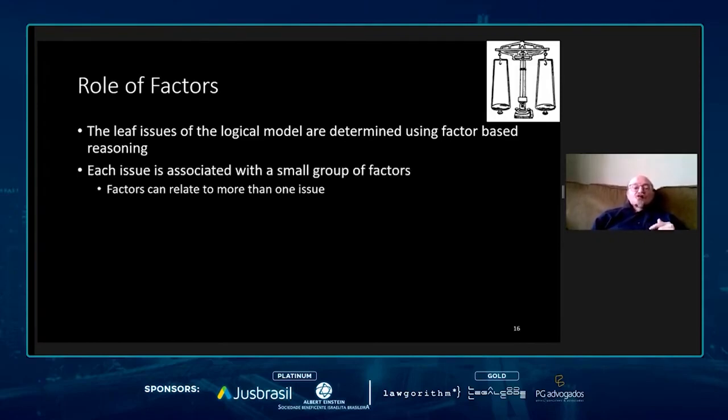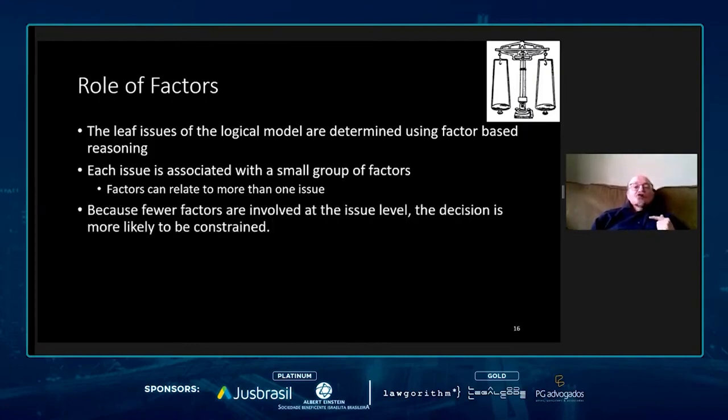Each issue is associated with a small group of factors. Factors can relate to more than one issue. And because fewer factors are involved at the issue level, the decision is much more likely to be constrained. There are 8,192 possible decisions for both the defendant and the plaintiff in this paper. So imagine the size of the lattice that we have to consider.